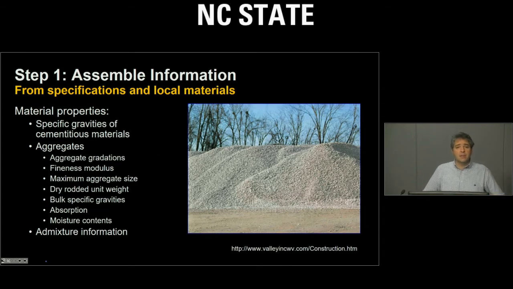Then we have to assemble the information on the local material. Again, we want to make the concrete with local material. If you are making concrete in North Carolina, you do not want to bring aggregate from Alaska. It's a long way, and it will be very expensive. So we want to know the information about our local material. What is the specific gravity of the cementitious material, the cement that we are going to use, or other cementitious materials such as fly ash and silica fume?